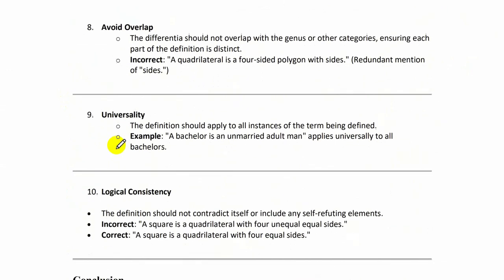Now let's look at avoid overlaps. The differentia should not overlap with the genus or other categories, ensuring each part of the definition is distinct. For example, a quadrilateral is a four-sided polygon with sides. It's a redundant mention of sides. Sides is not required to be mentioned. Four-sided polygon with sides, so again we are using sides two times. So it says avoid the overlap.